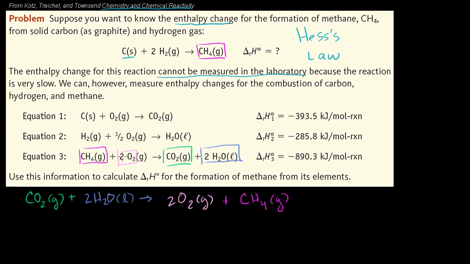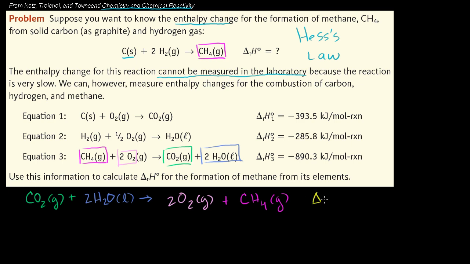And all I did is I wrote this third equation, but I wrote it in reverse order. When you go from the products to the reactants, it will release 890.3 kilojoules per mole of the reaction going on. But if you go the other way, it will need 890 kilojoules. So the delta H here, I'll do this in a neutral color.